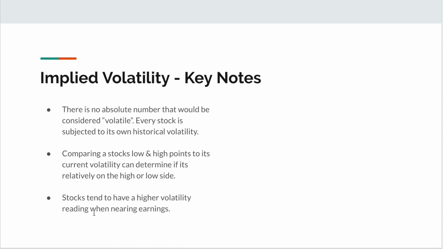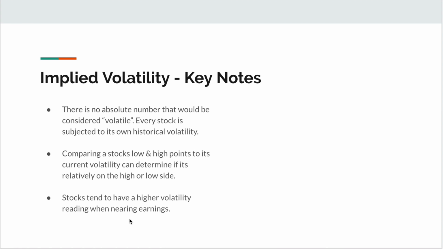And this is very important: stocks tend to have a higher volatility reading when they're nearing earnings. The reason is that stock option buyers and sellers are very active when it's close to earnings. Therefore, the stock has a higher volatility reading. People are expecting the stock to make a massive move. Also note that when a stock has a massive drop or a massive increase, there's also a higher volatility reading.